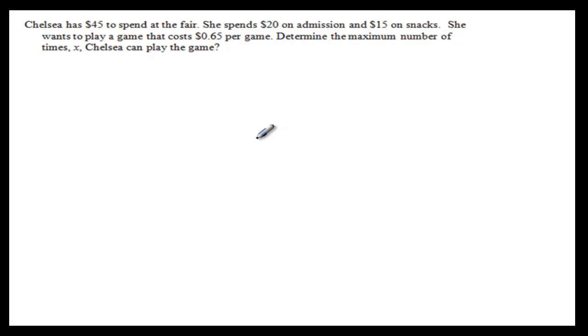Hi, we'll be solving a question about modeling inequality. Chelsea has $45 to spend at the fair. She spends $20 on admission, $15 on snacks. She wants to play a game that costs 65 cents per game. Determine the maximum number of times x Chelsea can play the game.